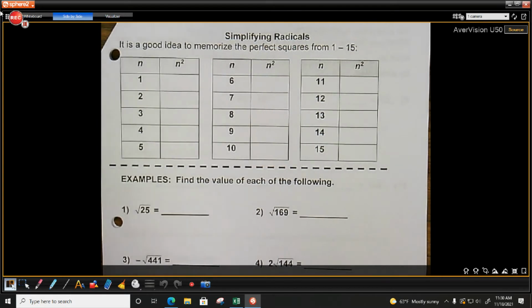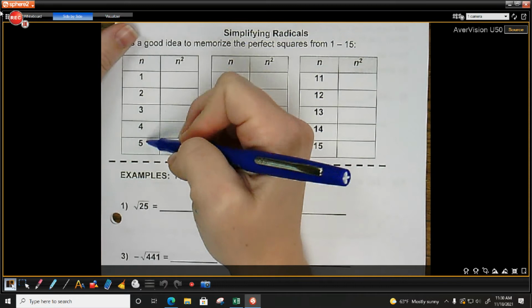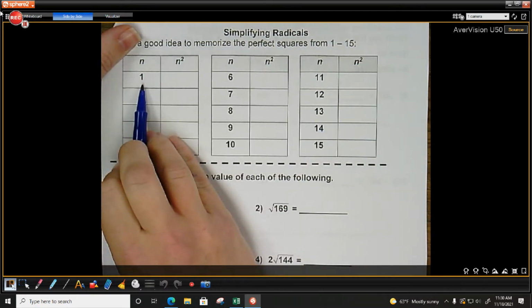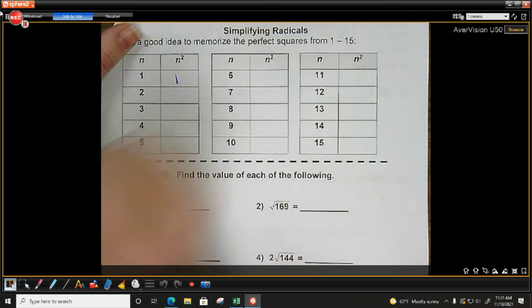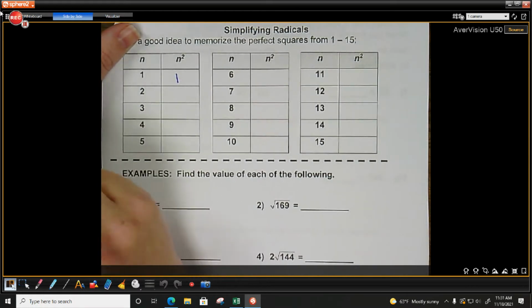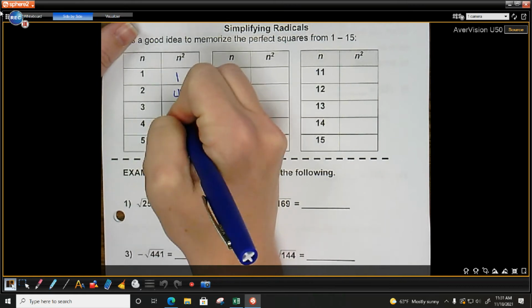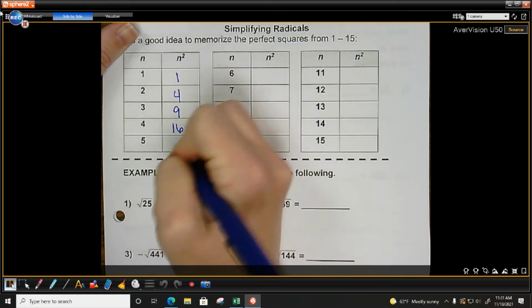Okay, the way that we're going to make our list for our perfect squares is we are just going to square all of our integers. So what's 1 squared? 1. Because 1 squared is 1 times 1. Remember, when you square a number, it means you're multiplying it by itself. What is 2 squared? 4. What's 3 squared? 4 squared. 5 squared.